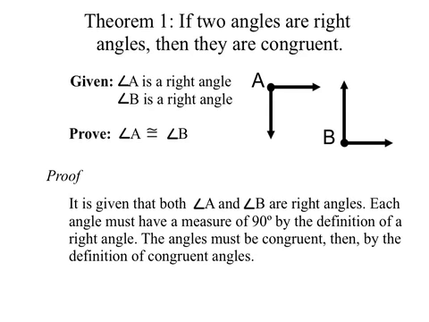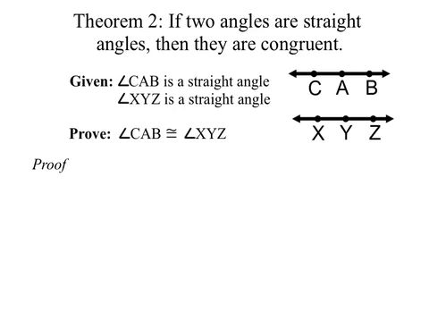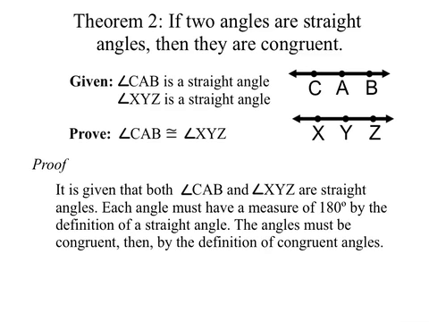Once again, if you'd like to stop the video and write a similar proof for Theorem 2, be my guest. It's almost an identical paragraph with a few word substitutions, and here it is. It is given that both angle CAB and angle XYZ are straight angles. Each angle must have a measure of 180 degrees by the definition of straight angle. The angles must be congruent then by the definition of congruent angles.